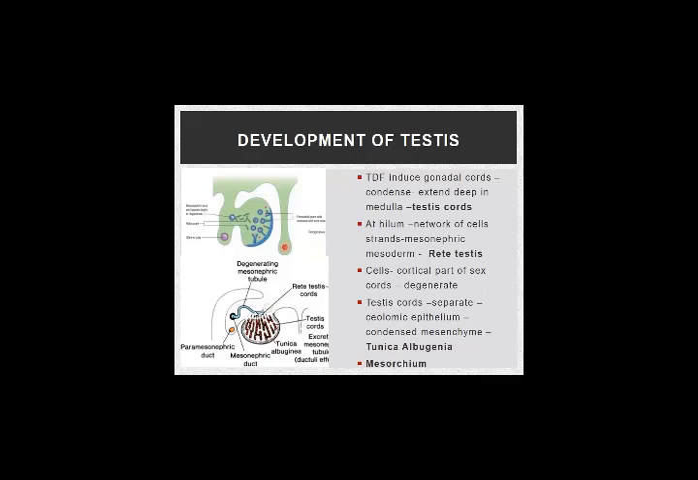Now, the testis at this time separates from the developing kidney and is hanging from the posterior abdominal wall by a mesentery, which is called mesorchium. Over here, this would be the mesorchium. So mesorchium is nothing but the mesentery by which the testis is hanging from the posterior abdominal wall.